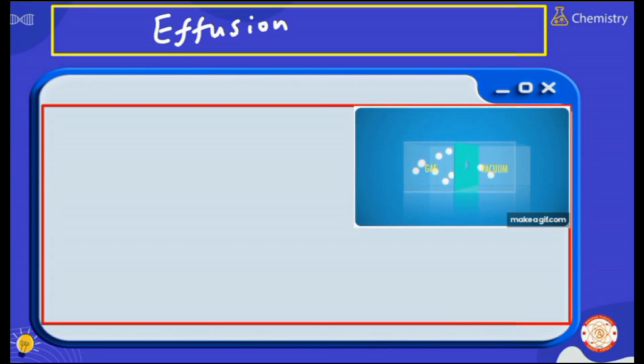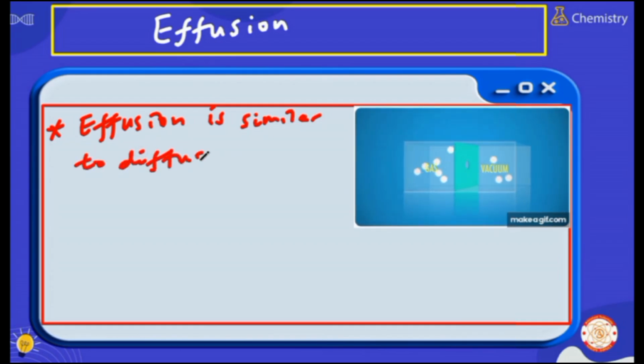So remember that effusion is very similar to diffusion, but there is a very small difference.